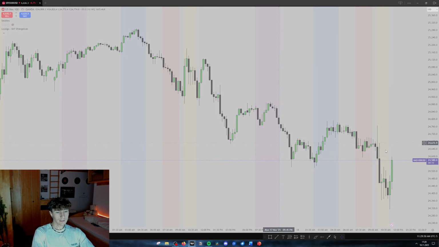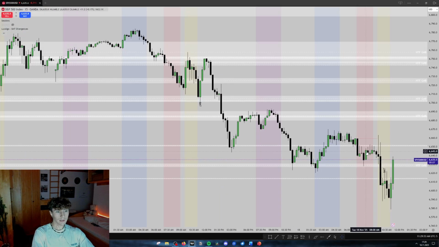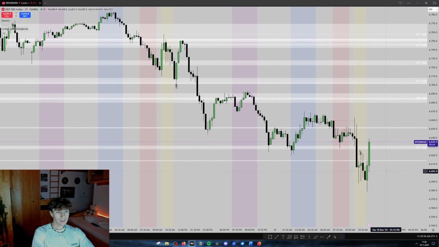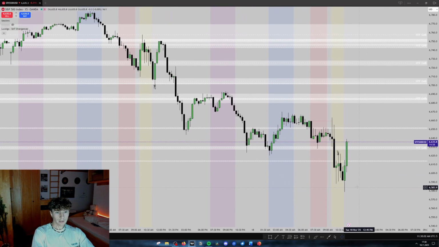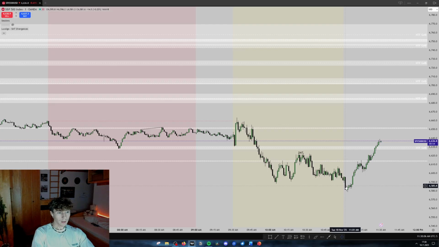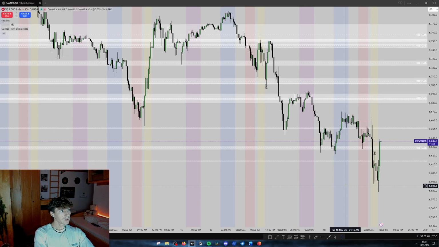I think ES was, here you can see ES. I think ES was quite the same, so nothing really special in here. I think there's not really a high time frame SMT. No, I don't really think so. Yeah, we will get back to NQ.